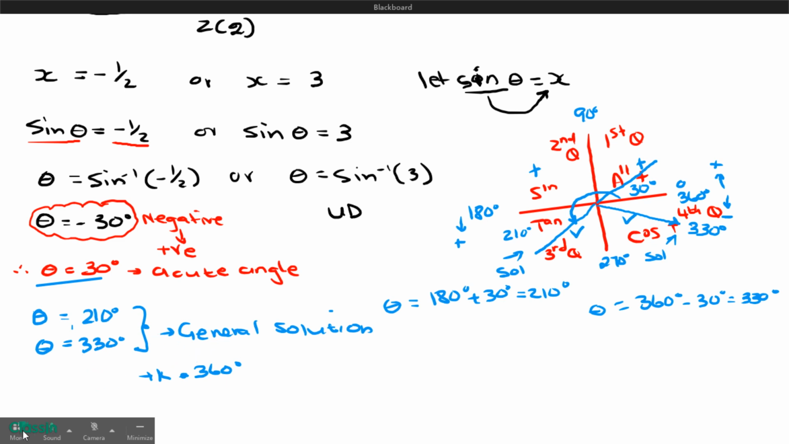How you write it, you know, but this is the solution that I can give you.